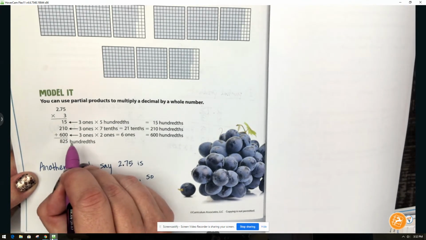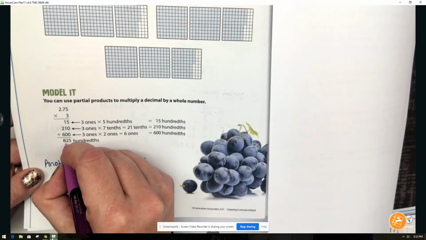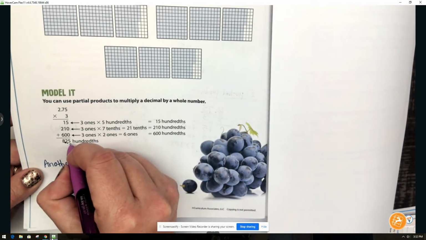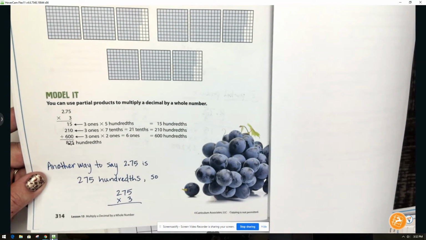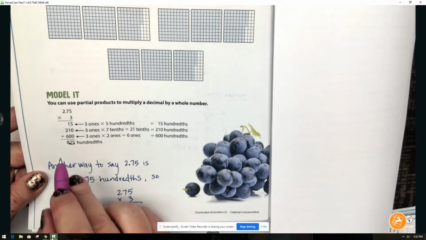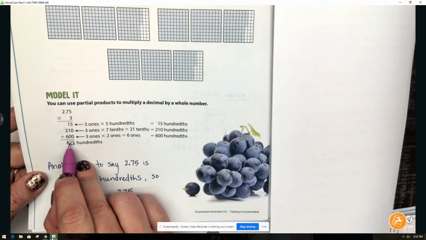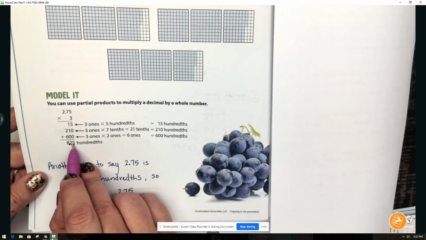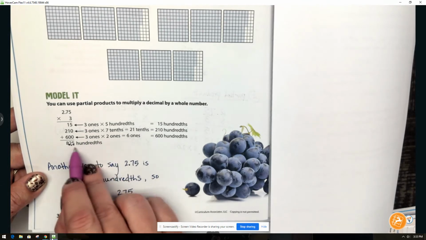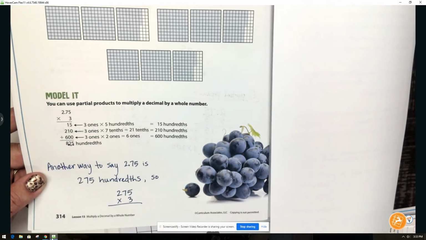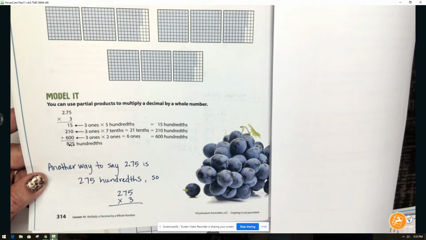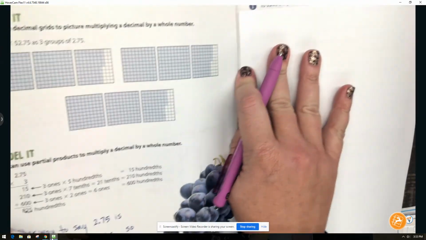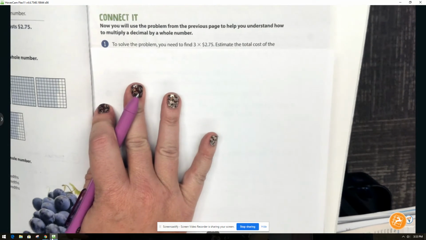In this case, if it's 825 hundredths, we need to make sure we place our decimal where the place value after it ends as hundredths. So all we did was place the decimal where this would say 8 and 25 hundredths. So the place value didn't change. We just placed the decimal where it would go between the tenths and the ones. Go ahead and go to page 315.